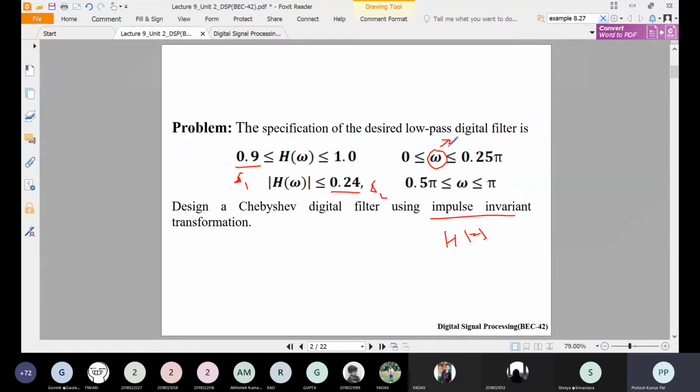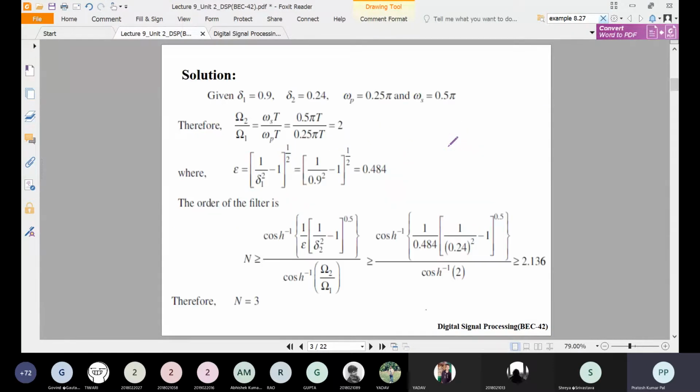Okay, so if we are going to design an analog filter from the specification, we must convert this digital frequency into an analog frequency. So with respect to the specification, we will be converting it. So the delta 1 value is given as 0.9, that is the pass band attenuation. Delta 2 is equal to 0.24, that is the stop band attenuation.